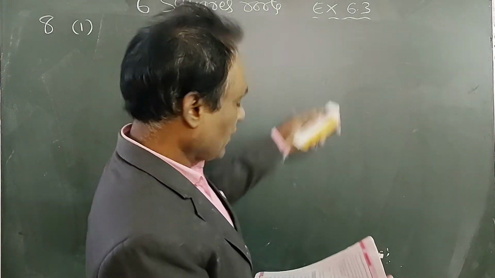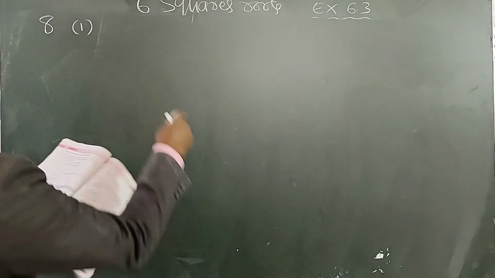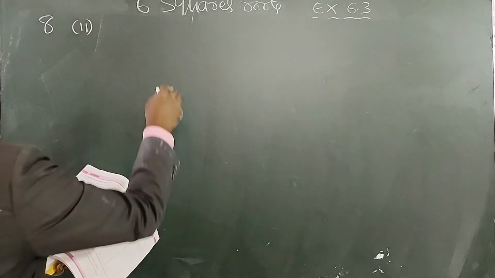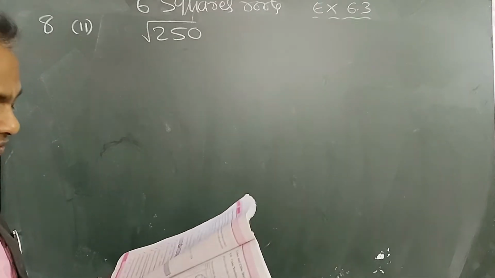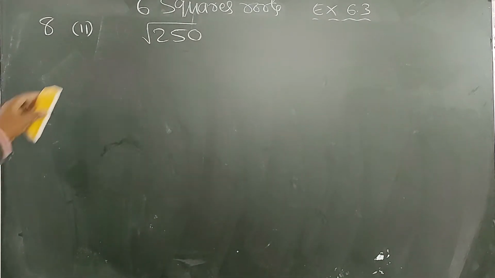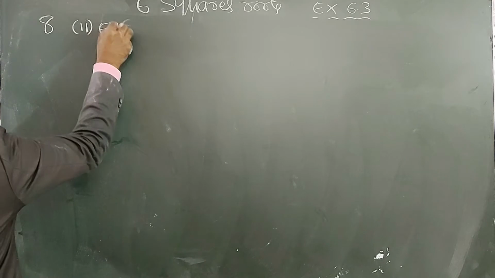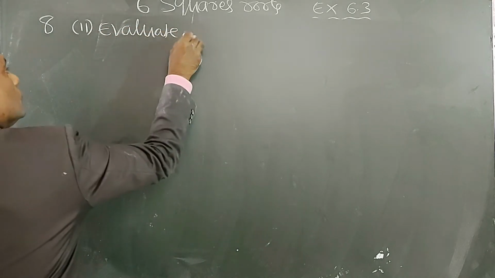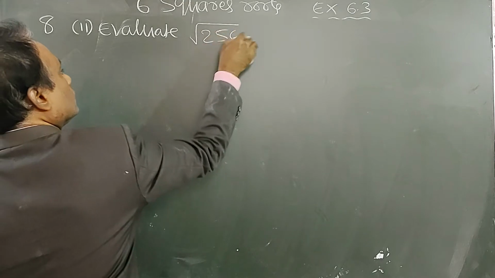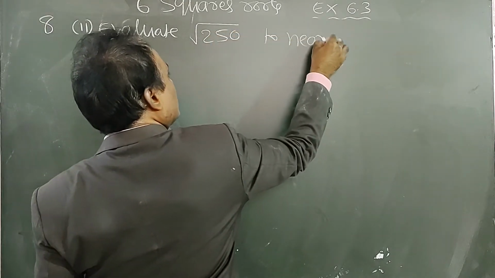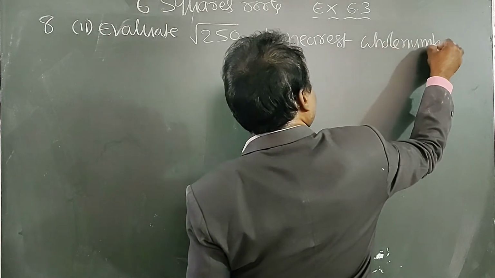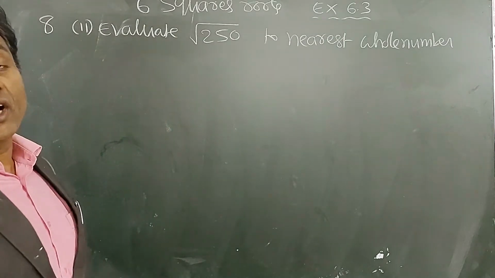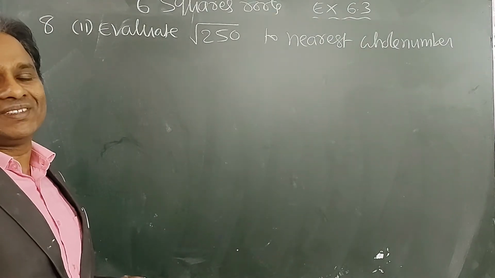In exercise 6.3, we did the first bit of question 8, now the second bit. Read the question: evaluate the value of the following to the nearest whole number. We are not asked to find the square root of 250.